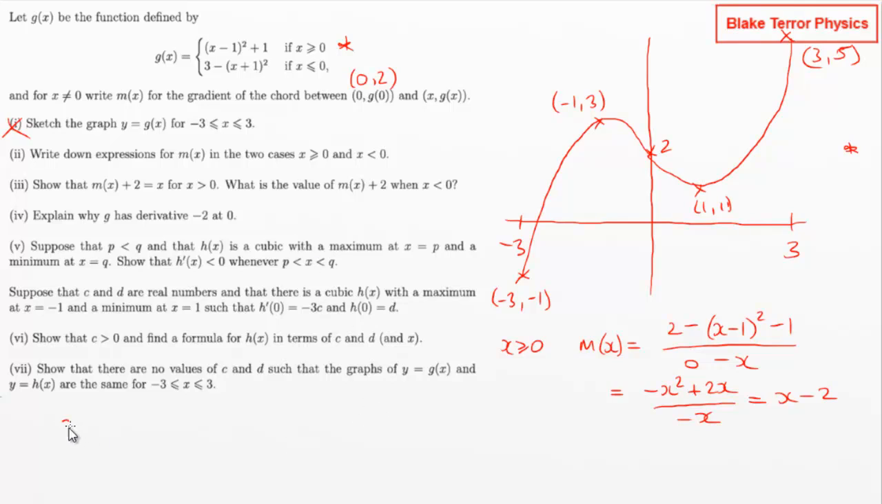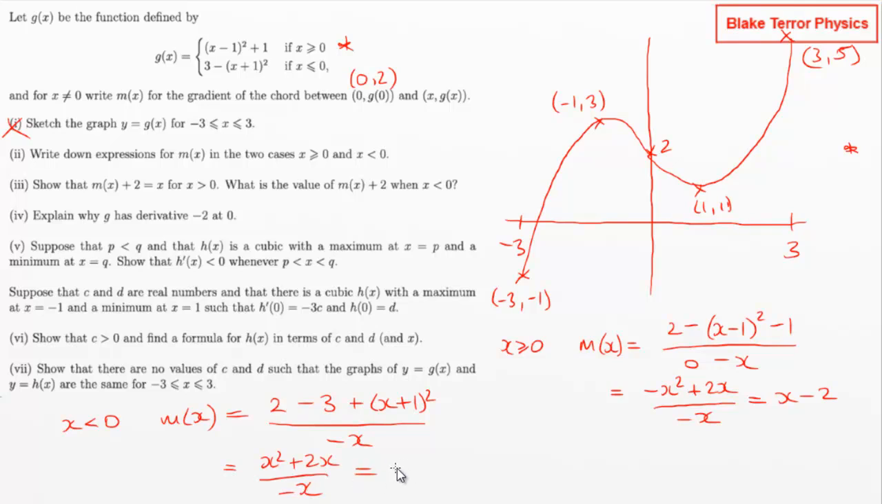And then the other one then, x less than 0, we're doing more or less the same thing. So we're going to have 2 minus 3, then plus x plus 1 all squared divided by minus x. So we're going to have 2 minus 3 minus 1, then we're adding on 1. So again, just the straight numbers are disappearing. So we've got an x squared plus 2x over minus x. So minus x minus 2. So they certainly look similar.